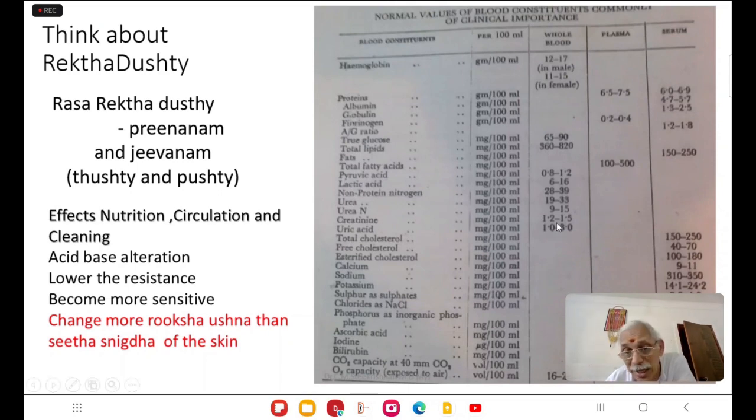And the content will be more, and like that allergy, ESR, etc. will be increased in the body. That means the specific gravity or the acid-base balance will be altered in the blood. So that is called the Rakta Dushti.